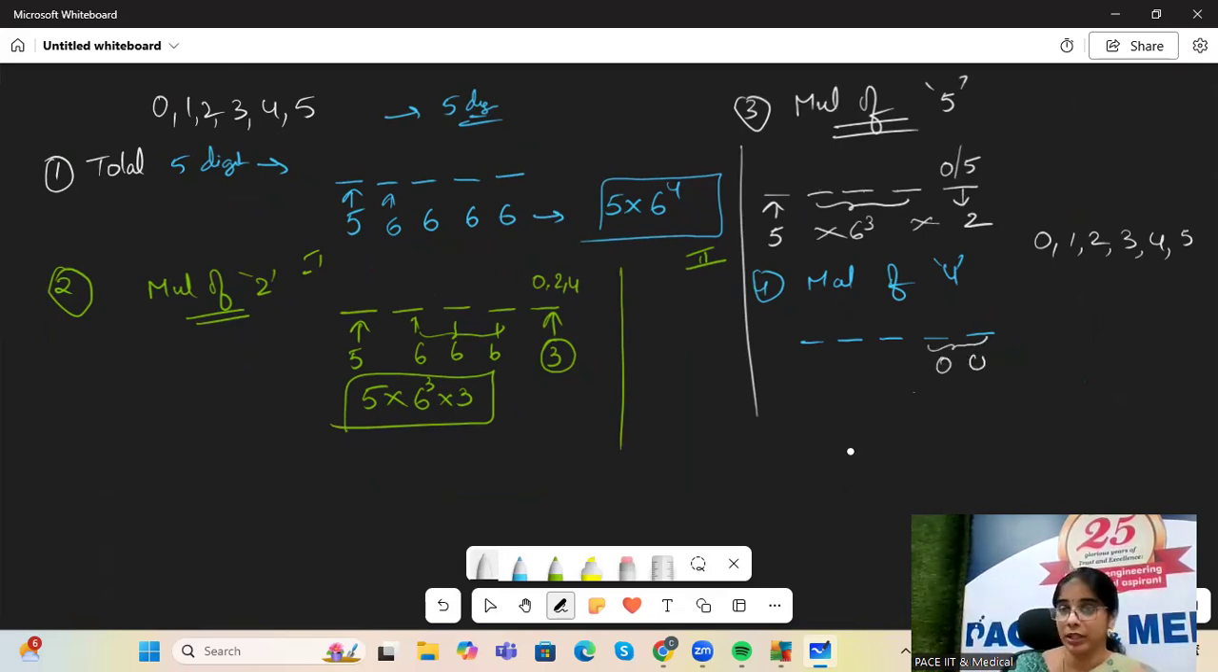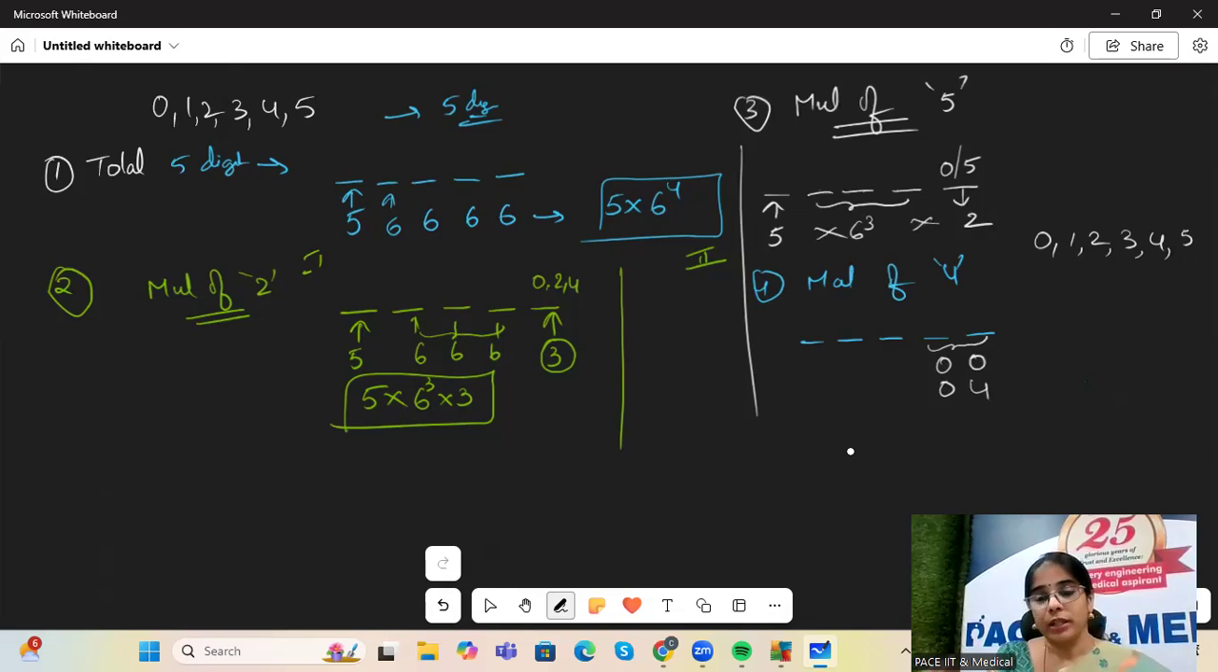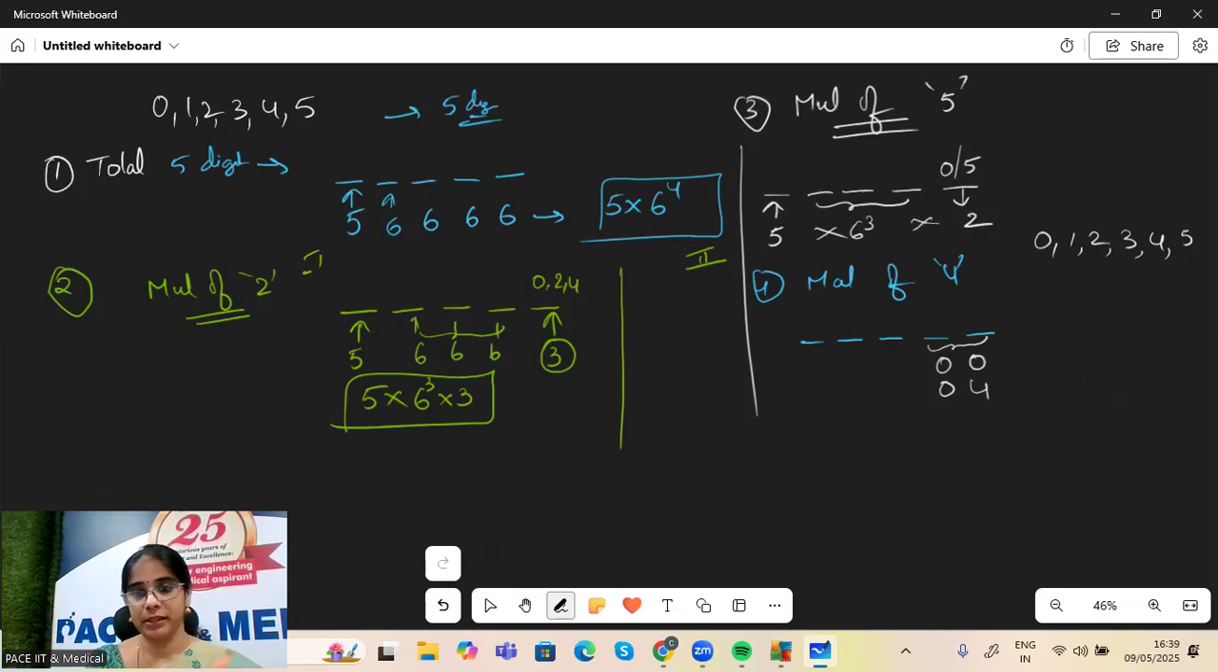0, 0, absolutely fine. 0, 1, no. Next is 0, 2, no. 0, 3, no. 0, 4, yes, isn't it? 0, 5, no. Count it in a proper way so that you won't be missing on any of the numbers there, right? So 0 with all these combinations is done. Next comes 1 0, 1 1, 1 2, yes, isn't it? 1 3, no. 1 4, 1 5, no, right?